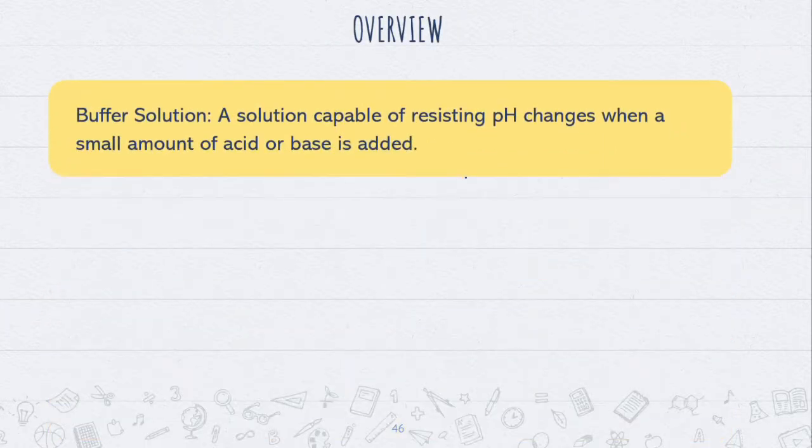So in a nutshell, what is a buffer solution? Simply put, a buffer solution is a solution that is capable of resisting pH changes when a small amount of acid or base is added to it. So how does it achieve that? We'll find out how mathematically a buffer is able to resist pH changes later. But how is a buffer solution created?